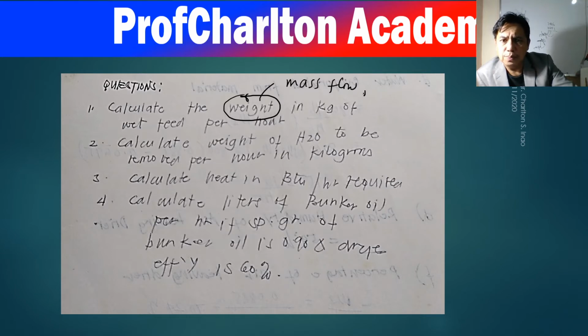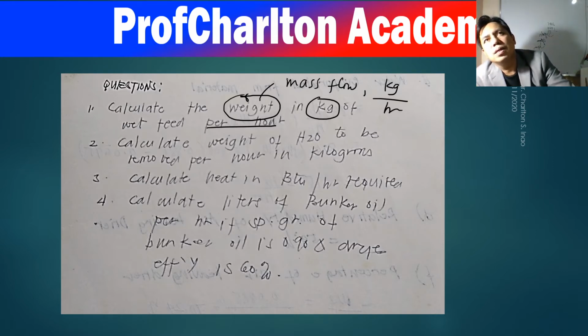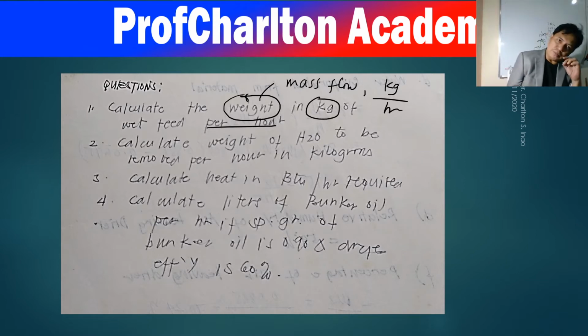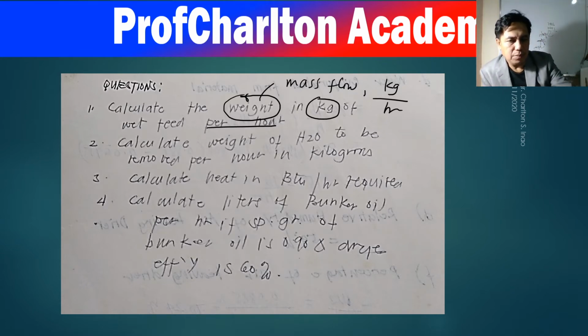So mass flow is kilogram per hour, right? So the unit is kilogram per hour. So weight, or how much quantity in kilogram is flowing per given time, which is every hour. You can also convert that to a minute or seconds. There's no problem. But here, what is being asked in the board exam is the kilogram per hour, right?